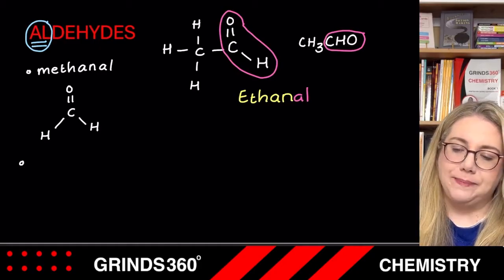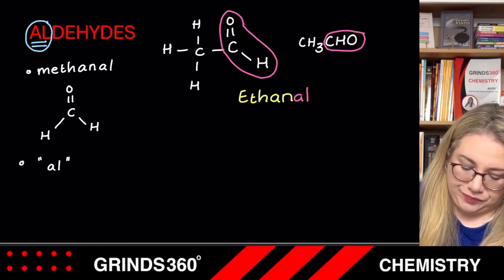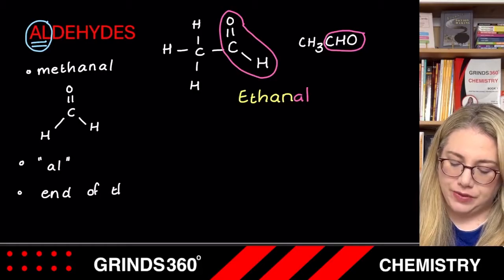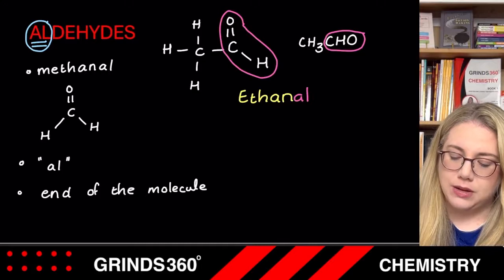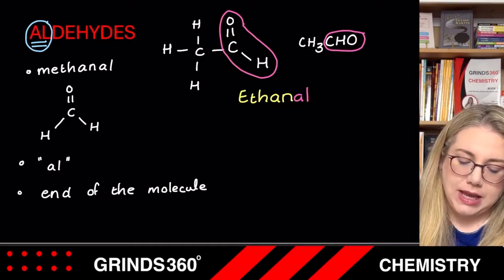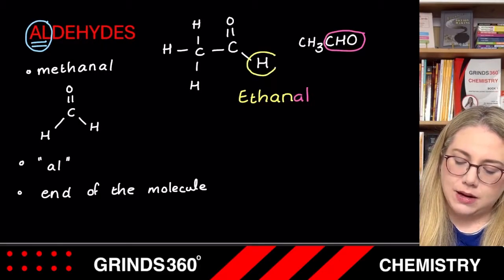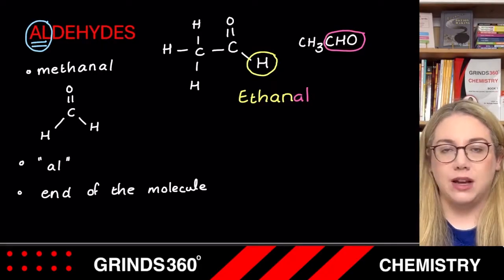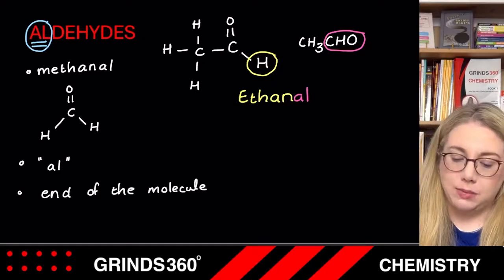Now, with aldehydes, they're always going to end in -al, and they will always be at the end of the molecule. They can't be in the middle, and it's actually due to what the carbonyl carbon is attached to. So if we look at the carbonyl functional group over here on the left-hand side in ethanal, the carbonyl carbon is attached to a hydrogen, and hydrogen can only form one bond. It can't form another bond. So your aldehyde has to be at the end of the molecule.